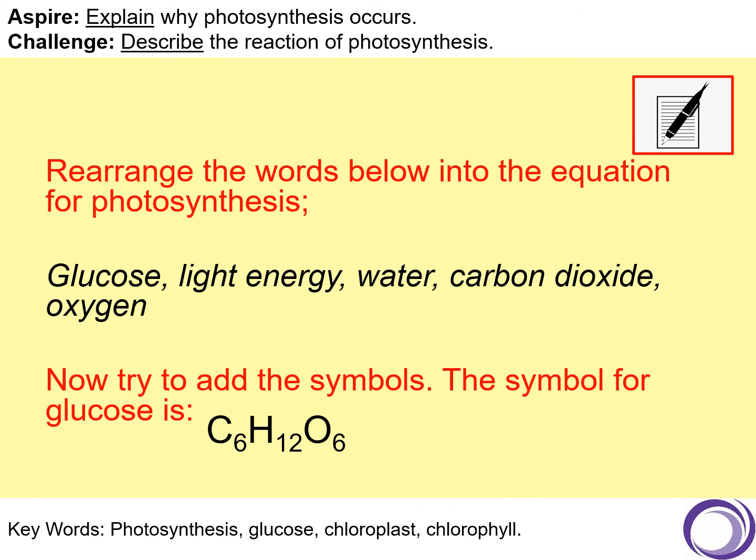So now I have a task for you to do. I've just explained to you the process of photosynthesis. So what I would like you to do is use the keywords below to write me a word equation for photosynthesis. The words that you have are glucose, light energy, water, carbon dioxide, and oxygen. And what I would also like you to do is try and add the symbols. Now, if you wish, you can then go on and balance that symbol equation. And just to help you, I've given you the symbol for glucose, so that is C6H12O6. Water, carbon dioxide, and oxygen you all should be familiar with, so you should be able to write those down quite easily. So I'm going to give you 2 minutes to write me down the word equation and the symbols underneath. Off you go.